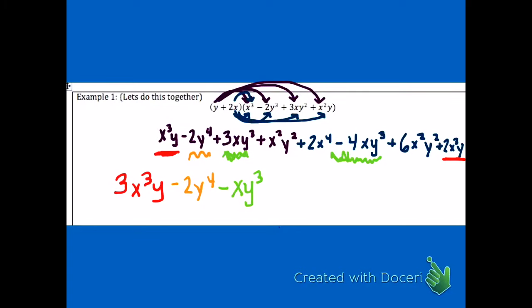And then I'm looking for x squared y squared terms. So I want to look through for any more of those. And I have 6x squared y squared that matches that. And so together that would be 7x squared y squared.